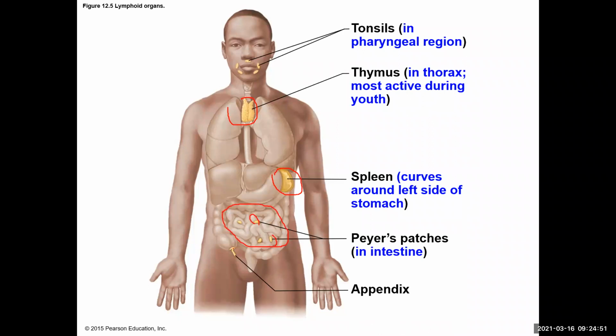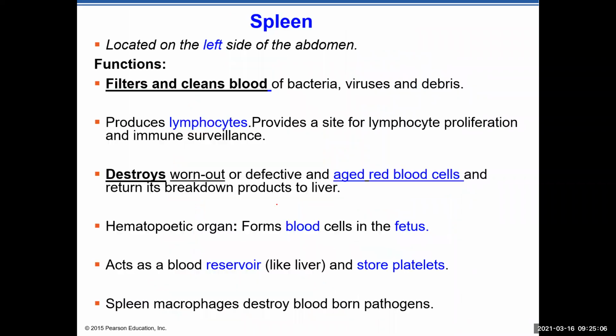We also have the appendix, the lymphoid follicles. So all of them protect our gut against various microorganisms. Okay, now let's discuss all of them one by one. We start with the spleen.